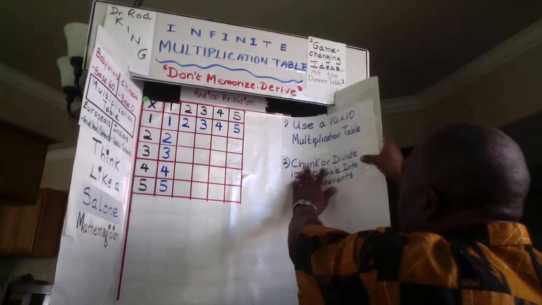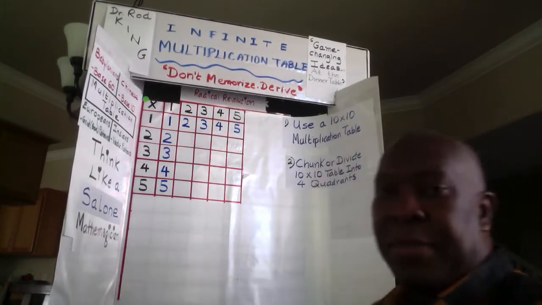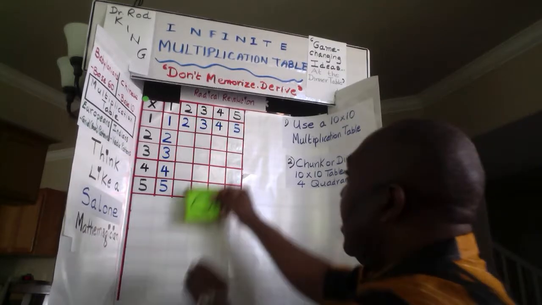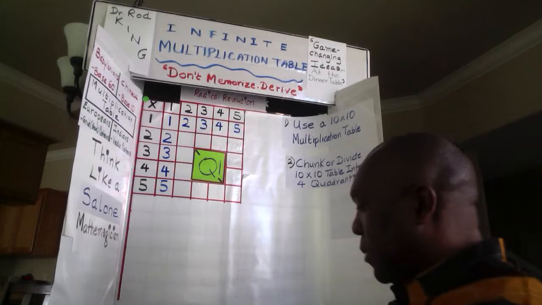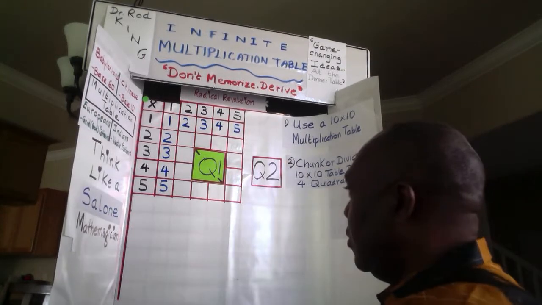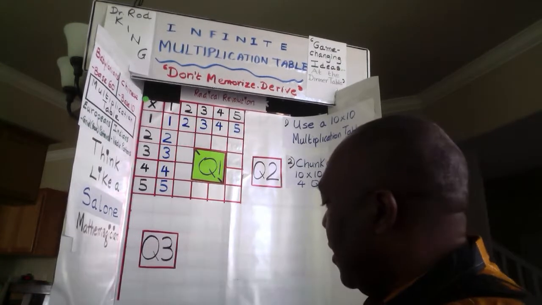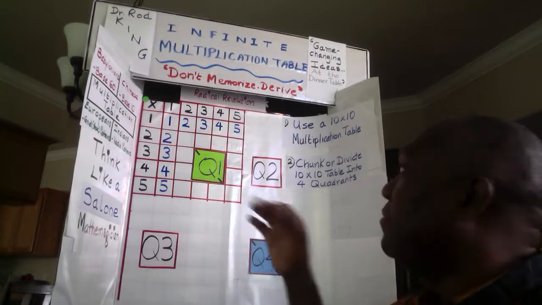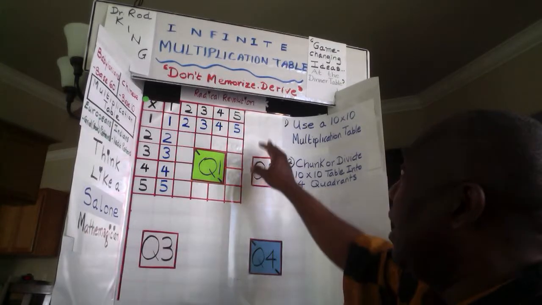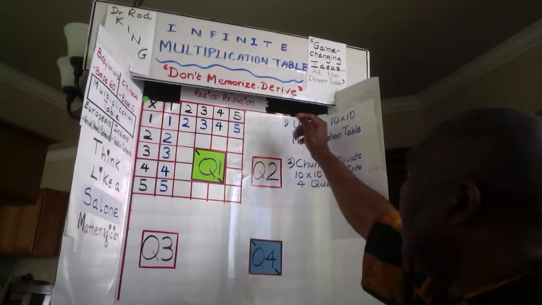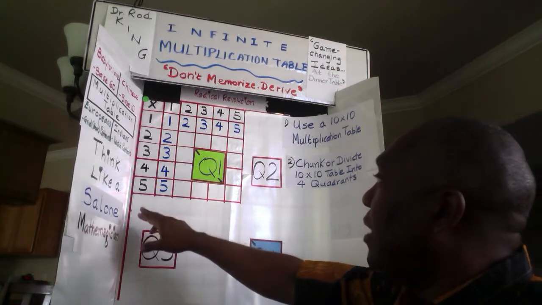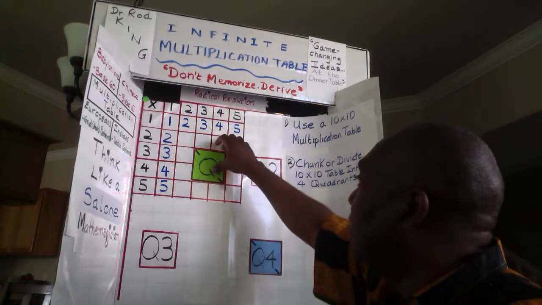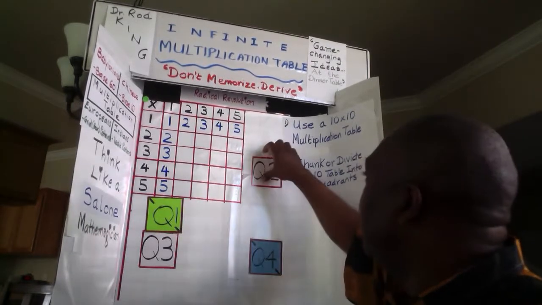The next step is to chunk or divide the 10 by 10 grid, or 10 by 10 multiplication table, into 4 quadrants. And these are quadrant 1, quadrant 2, quadrant 3, and quadrant 4. Each quadrant, just like this one, has a 5 by 5 table. So quadrant 2 will have a 5 by 5 quadrant from 6 to 10, and from 1 to 5. Quadrant 3 will have from 6 to 10 here, and 1 to 5, and this will have from 6 to 10 and 6 to 10. So these 4 quadrants will define our multiplication table.